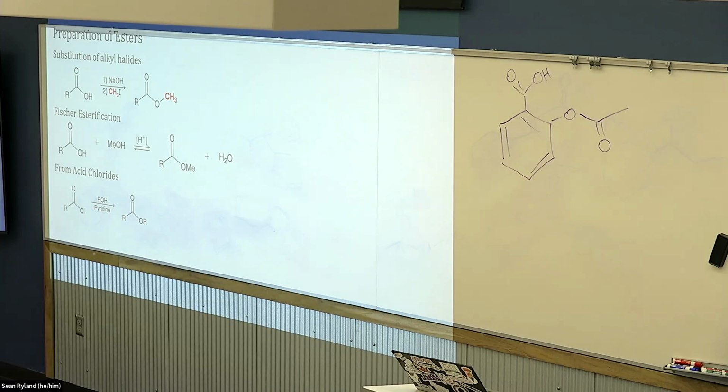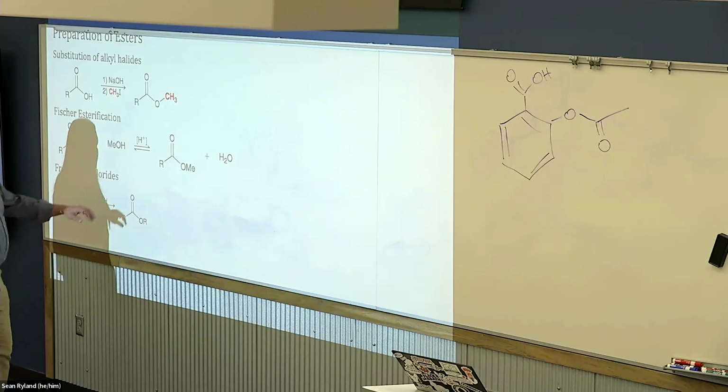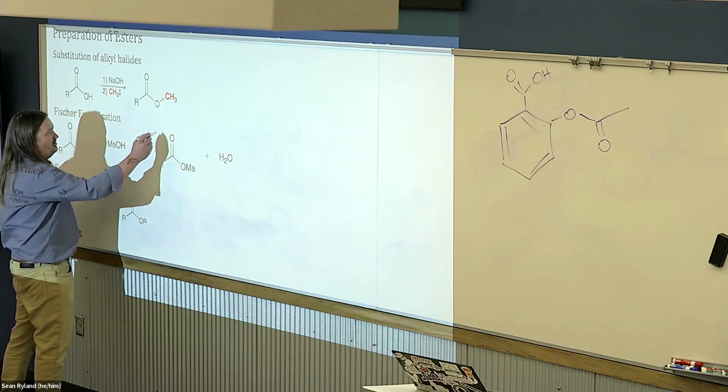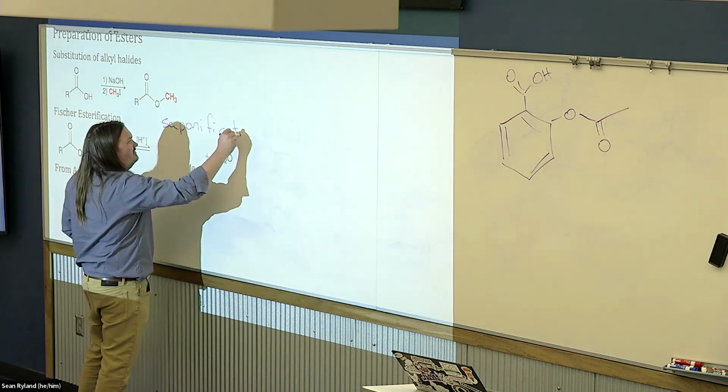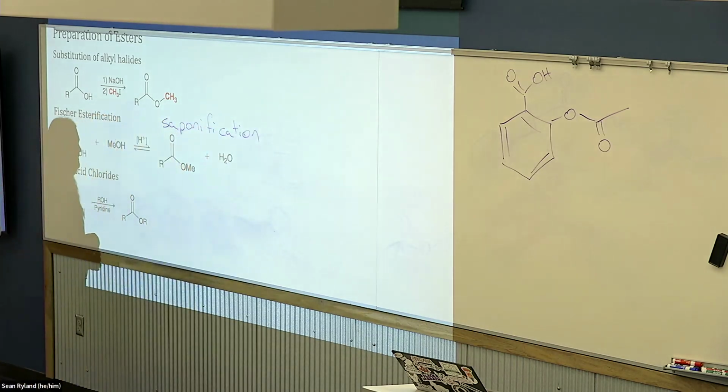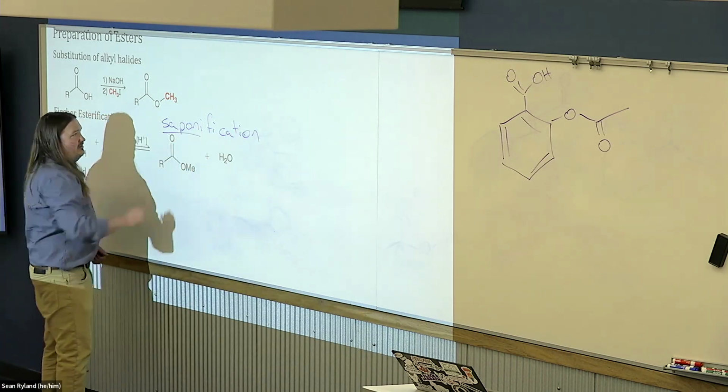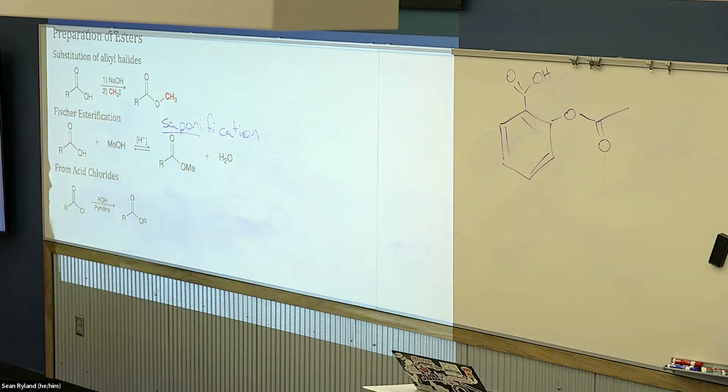Williamson ether synthesis. Fischer esterification. Esterification is exactly what it sounds like, to make an ester. The opposite of esterification, the reverse reaction, is called saponification. That seems like it's out of nowhere, except if you know your Latin. That's soap. So saponification is the process of making soap from an ester.